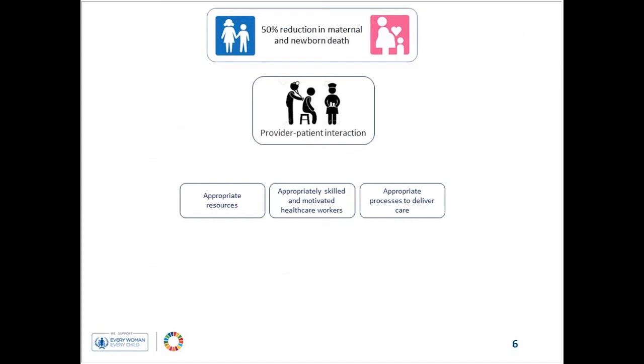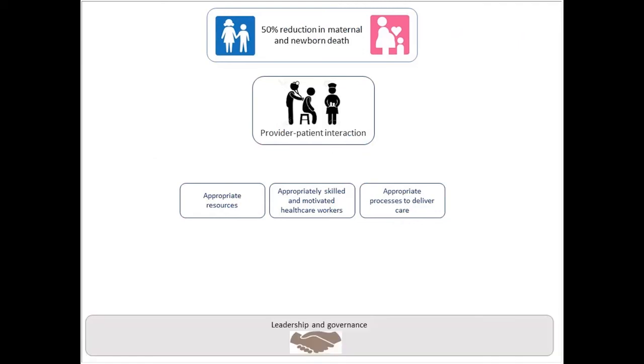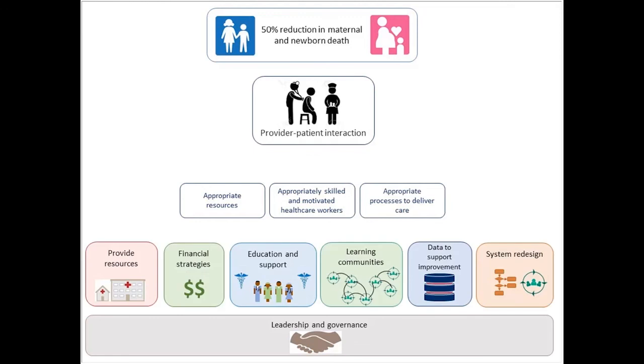So to get a better interaction, we need to be able to change those 3 things to make sure that resources are better, that health workers are more skilled and more motivated, or to make sure that the processes are better. So if a leader wants to put in place efforts to reduce mortality, he or she can use the different interventions to try and address resource, skills, or process issues. They're tools that can be used to make sure that the interaction is better.